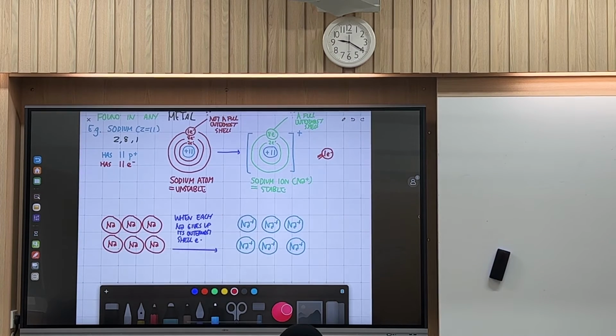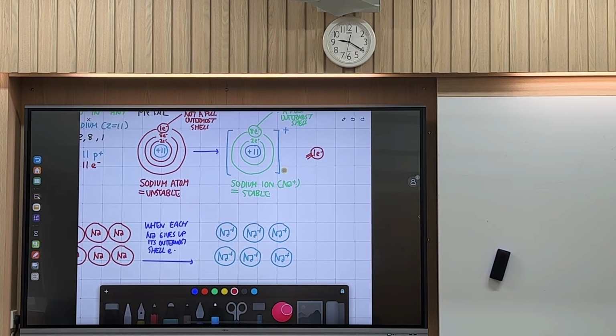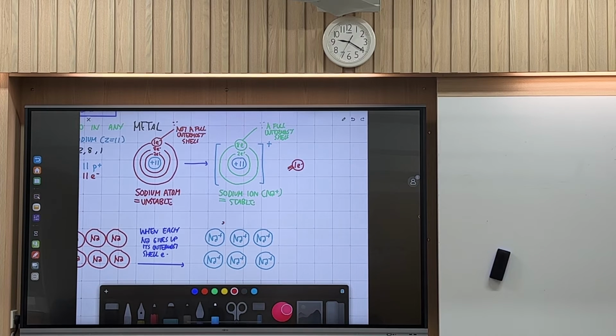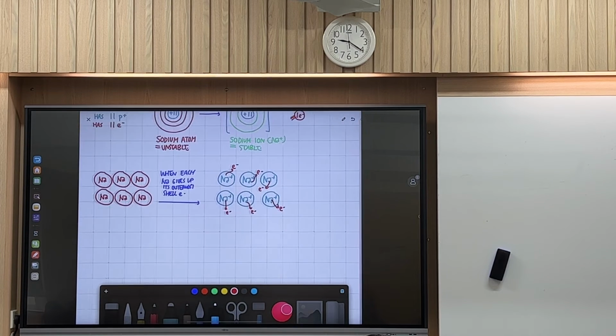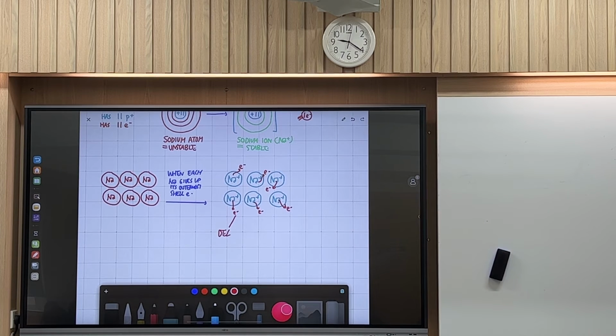Okay, what about that electron? That extra electron that got kicked out from the sodium, it will become delocalized. Okay, so you see this sodium has given up the electron. This sodium has given up another electron. This sodium has also given up one electron. So these electrons, once they are given up by the sodium atom, they will then be able to leave their original location, and they can move around. So this electron, it can move around here, okay, and as a result of that, we call these delocalized, meaning they are not restricted to the original position, okay.